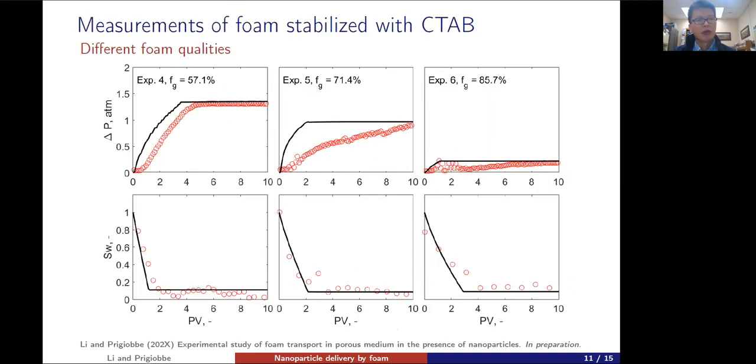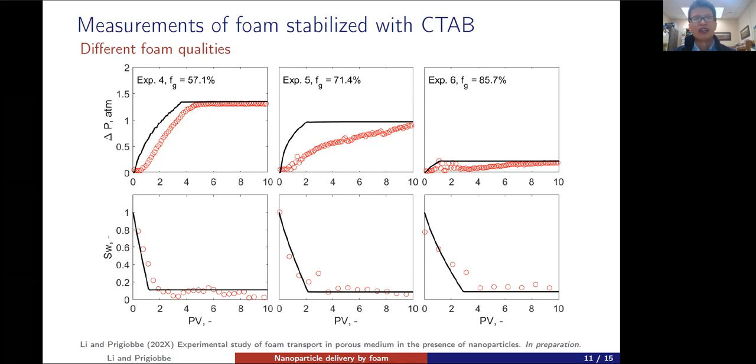The system was continuously monitored with temperature and pressure probes. So here are the experimental results for a foam stabilized with surfactant. The black line is the model upon fitting. Here, the foam quality was changed as 86%, 71%, and 57%. The top row shows the pressure drop of the column, while the bottom part is the remaining water saturation as a function of pore volume injected, calculated on the water velocity.